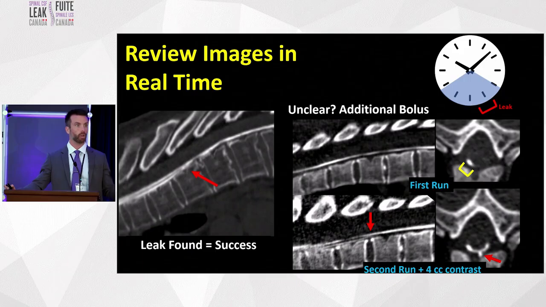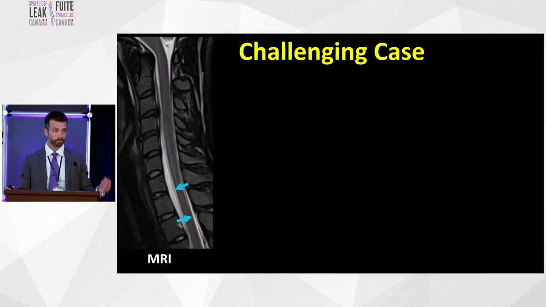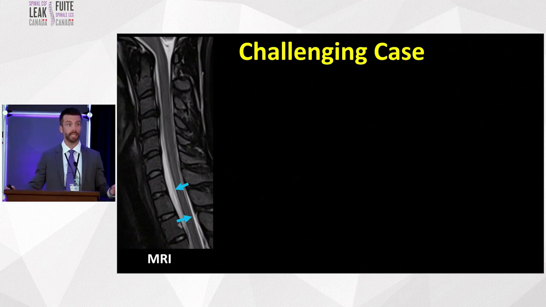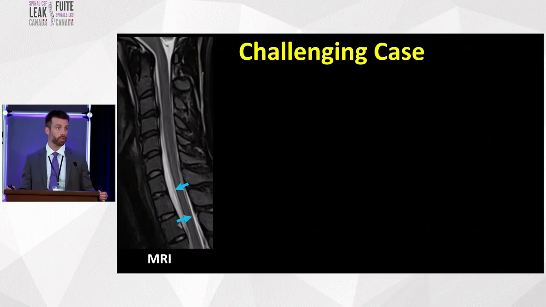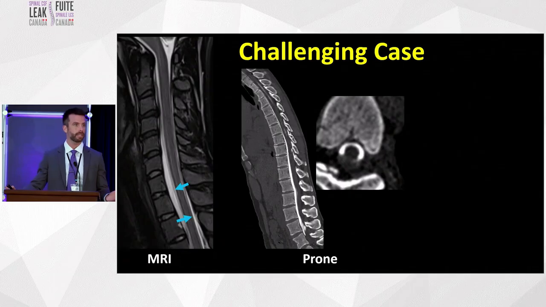And so, looking at the images in real time on the table, I say, okay, I'm going to inject a little more dye here. I'm going to get coding along that 4 to 6 o'clock portion, and there indeed is their leak. And it was just a little eccentric off to the side. And so you need to be monitoring these in real time so that you can troubleshoot and find that leak for the patient. Here's an example of a challenging case that involved that not perfectly midline leak. This patient has a large ventral and dorsal epidural fluid collection, and we did prone myelography and did not see a leak.